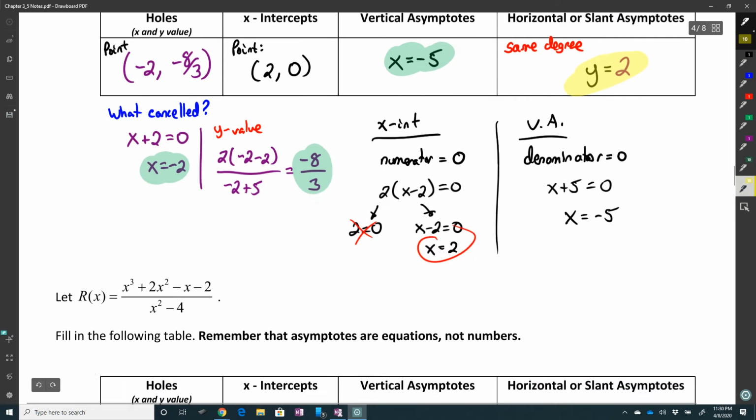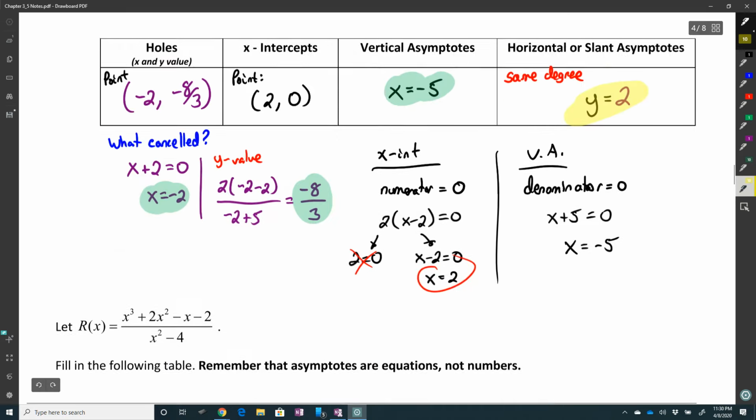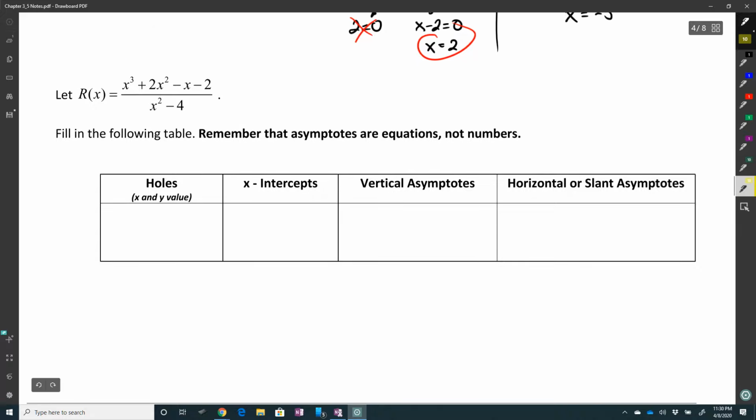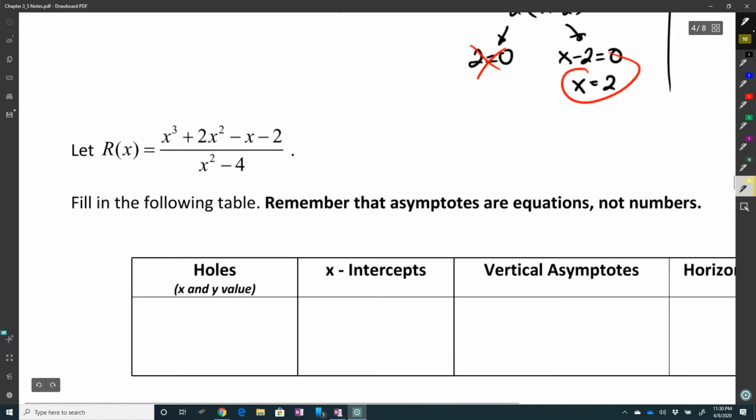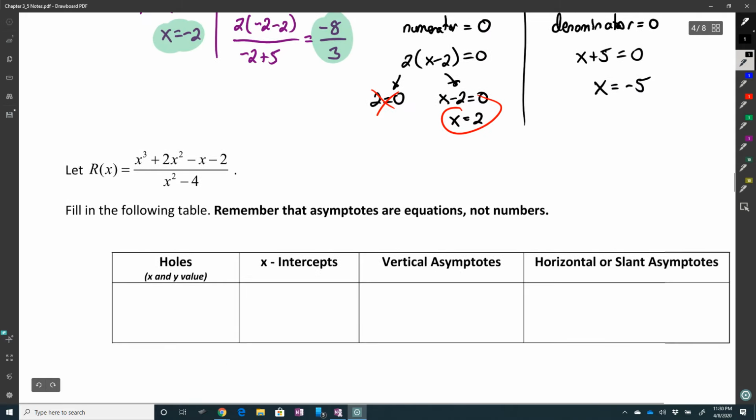Anyway, next page, or this example. All right, so this equation is x cubed plus 2x squared minus x minus 2 over x squared minus 4. Now this one is a little different. I picked it because I wanted to have a slant asymptote.